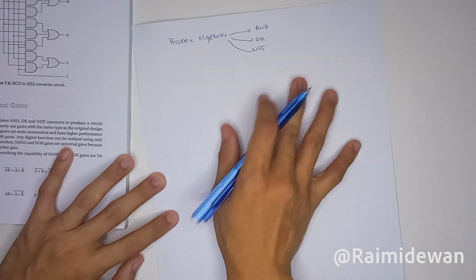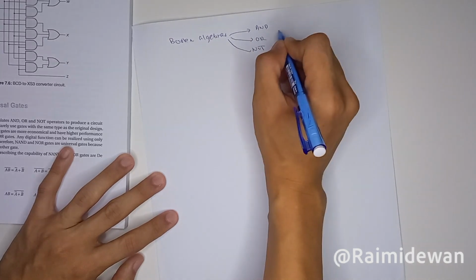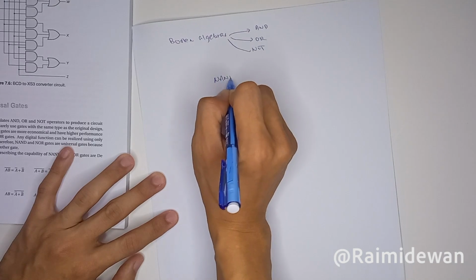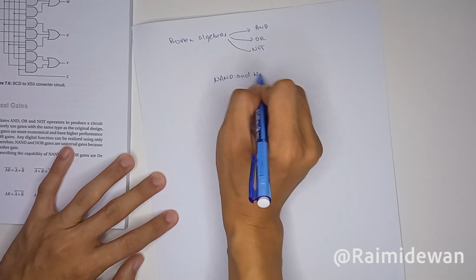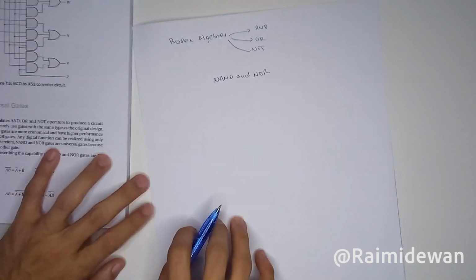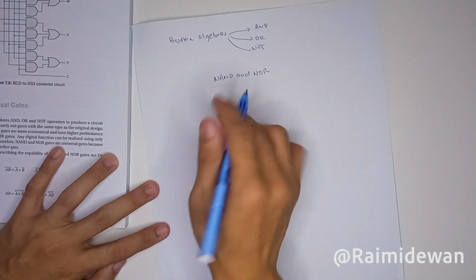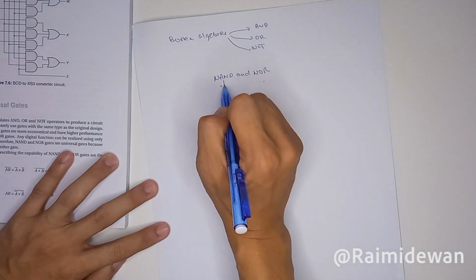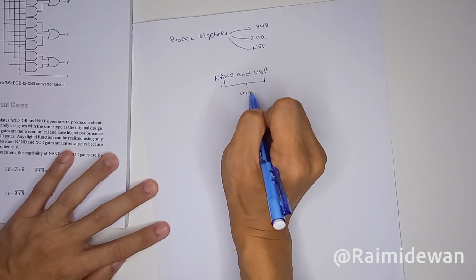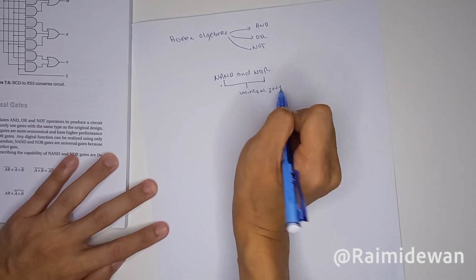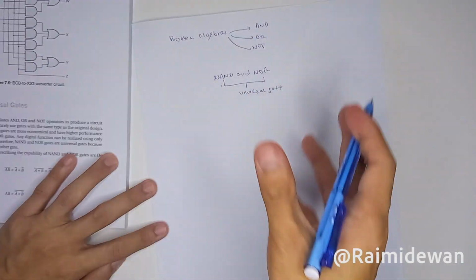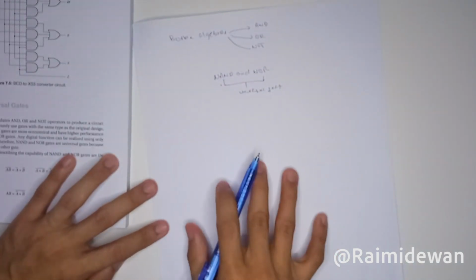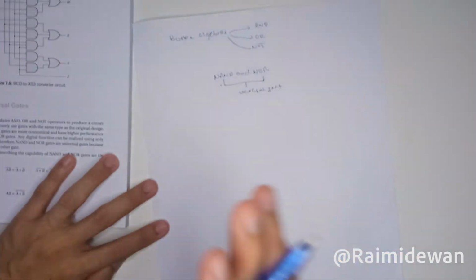So normally they will use NAND and NOR gates. Any digital function can be realized using only one of these. Therefore NAND and NOR gates are universal gates, because they can implement any other gate. They can produce the function of any other gates, like OR, AND, NOT, and so on.